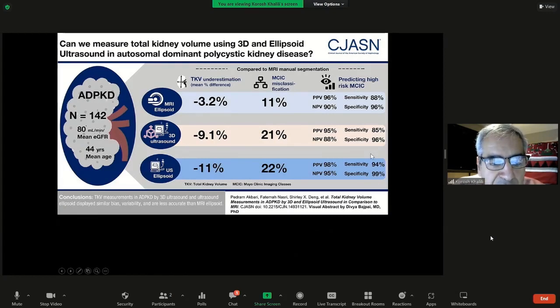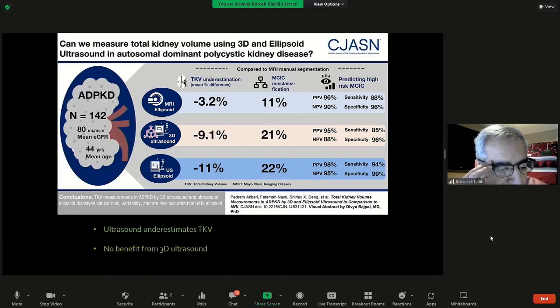However, ultrasound may have a role, because in terms of separating who has high-risk disease, so that's MCIC classes 1C to E, versus those who have lower risk, ultrasound tended to have the same pretty good performance as ellipsoid method using MRI. So ultrasound underestimates the total kidney volume, and we didn't see any benefits from 3D ultrasound.